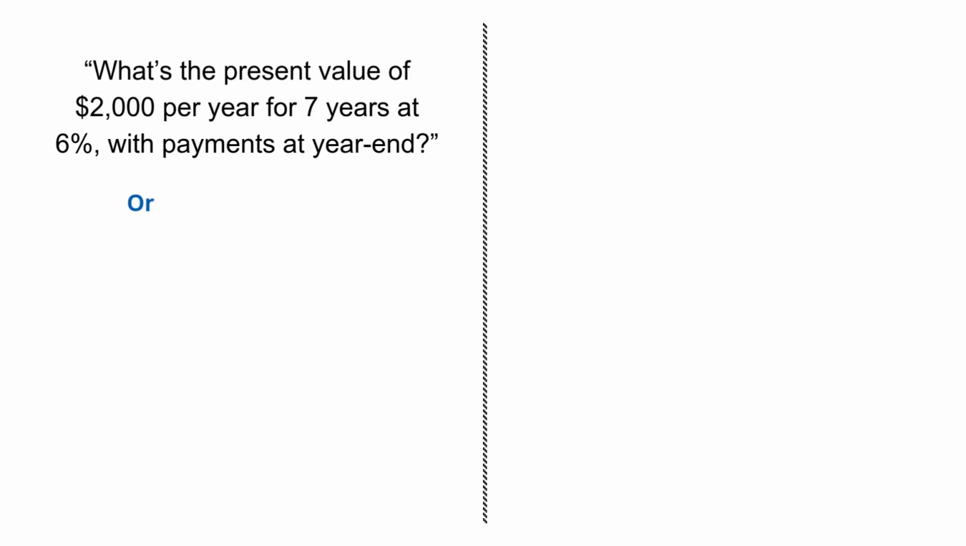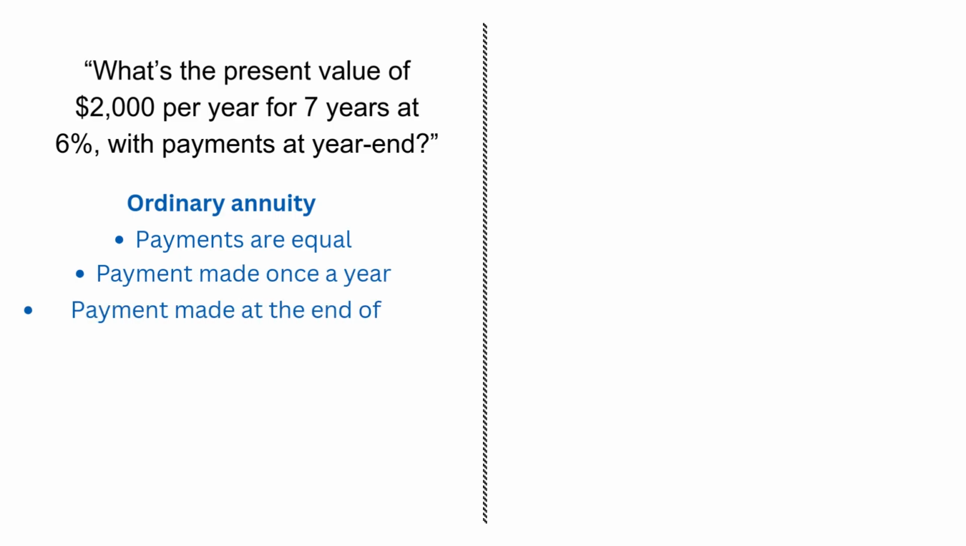Step 1. Identify the type. This is an ordinary annuity because the payments are equal, they happen once per year, and they're made at the end of each year.